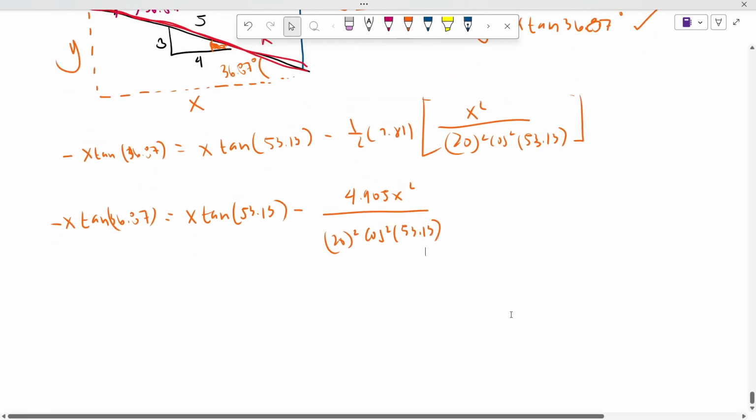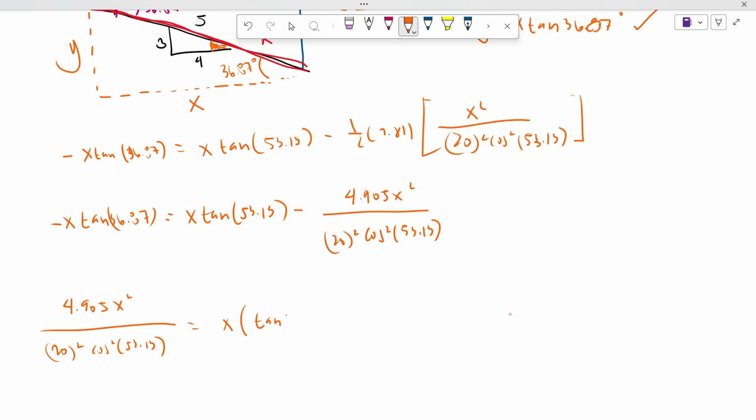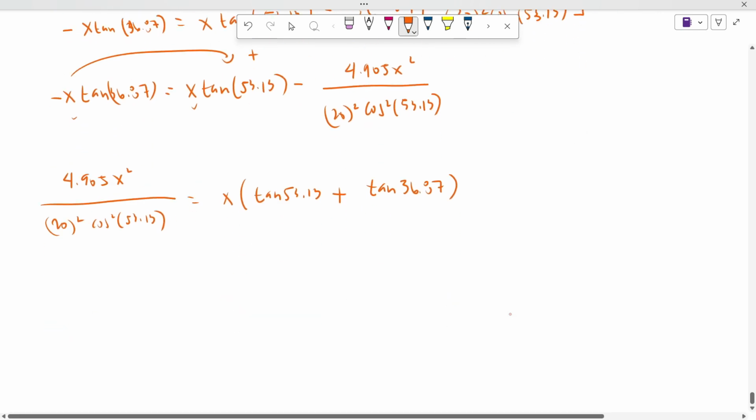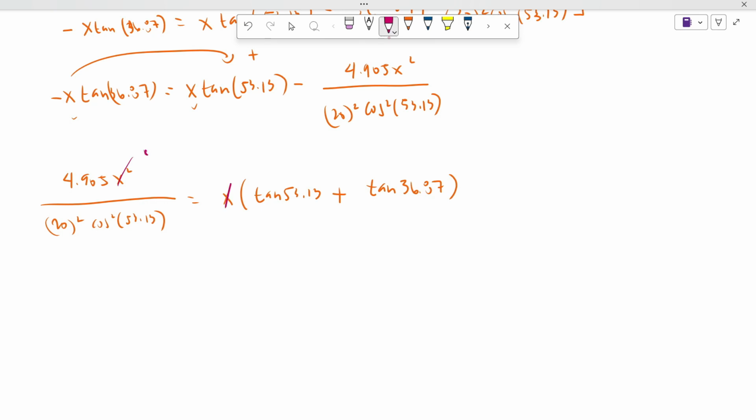As you can see, guys, we can transpose this to the other side, and transpose this one also, so we can get their values. 4.905x squared, I just transposed it, so change the sign. Equals x tangent of 53.13 plus, so this will be positive now. Then I factored out x, since they both have x. Then when I divide the two, one of them cancels, and this gets removed.